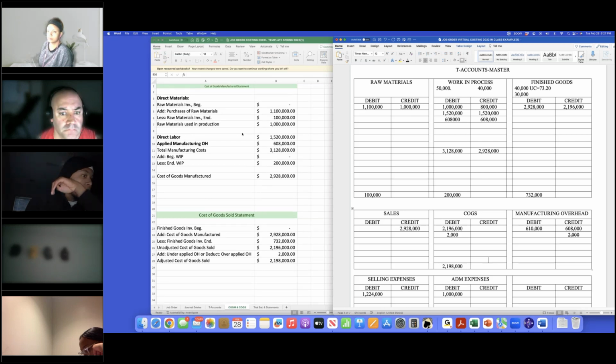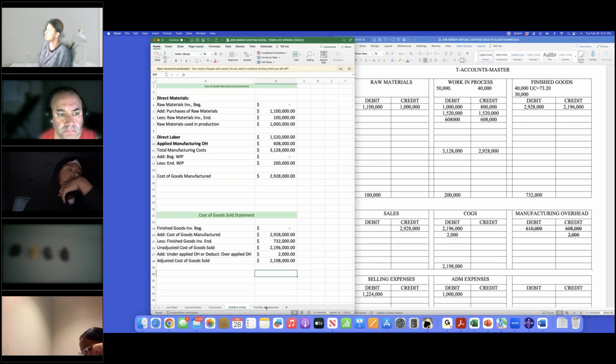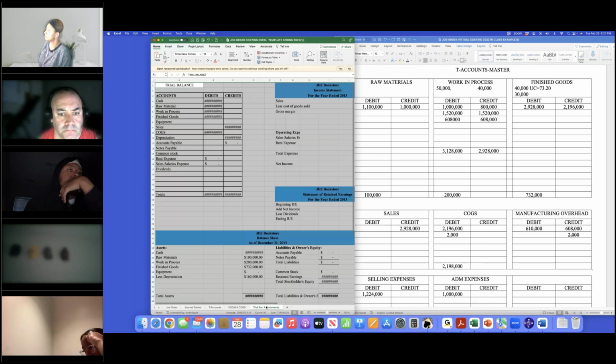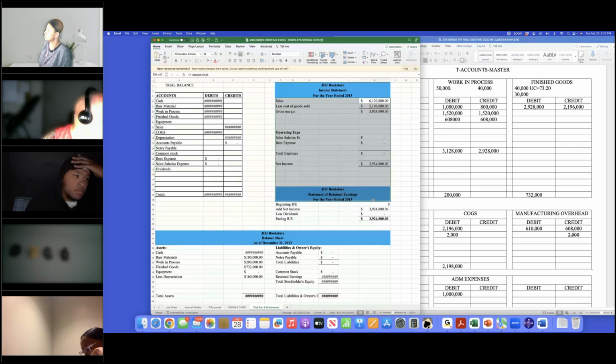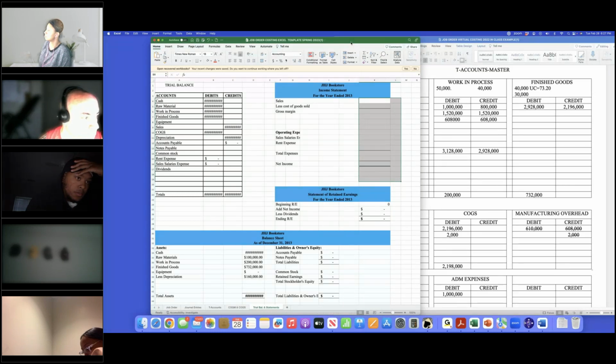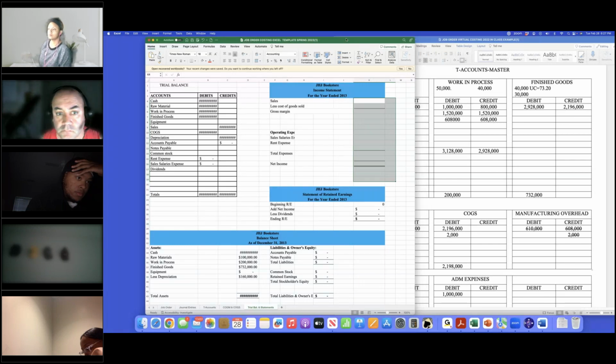Now you don't have to necessarily do a trial balance, but you all got to get the income statement done. So all you all have to do by tomorrow, complete this problem and get the income statement done. Are there any questions?